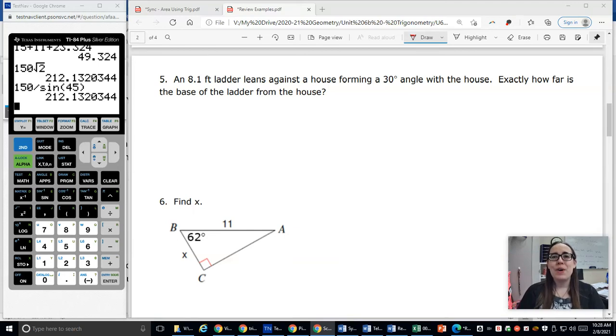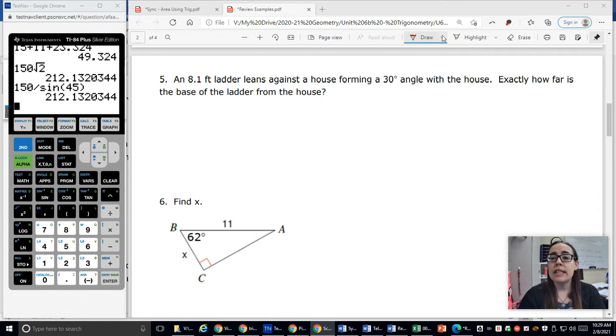Hi, welcome back. We're going to start this problem with number 5 for the second part of our review for our Unit 6B test. So number 5, an 8.1-foot ladder leans against a house, forming a 30-degree angle with the house. Exactly how far is the base of the ladder from the house?